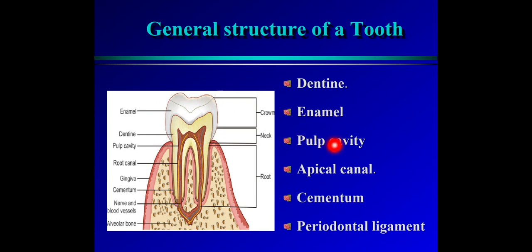The next structure present here is the pulp cavity. The pulp cavity is present within the dentine. In the center of the dentine, there is a cavity that is called the pulp cavity. The pulp cavity shows the presence of numerous blood vessels and nerves within it. These numerous blood vessels and nerves pass through a small aperture, a small canal present at the apex of the root. This canal is called the apical canal.